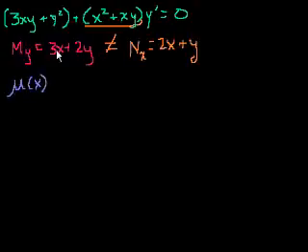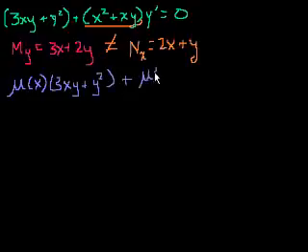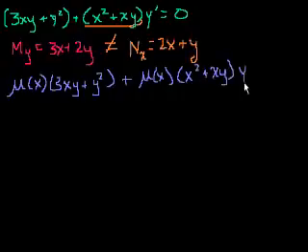And I'm going to multiply both sides of this equation by it. So I get mu of x times (3xy plus y squared) plus mu of x times (x squared plus xy) times y prime. And then what's 0 times any function? Well, it's just going to be 0, right? 0 times mu of x is just going to be 0. But I did multiply the right-hand side by mu of x. And remember what we're doing. The goal is, after multiplying both sides of the equation by this mu of x, we should have an exact equation.